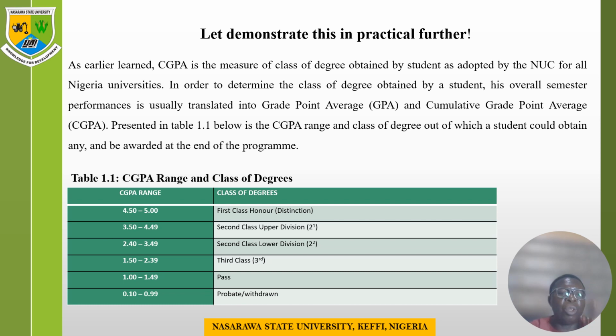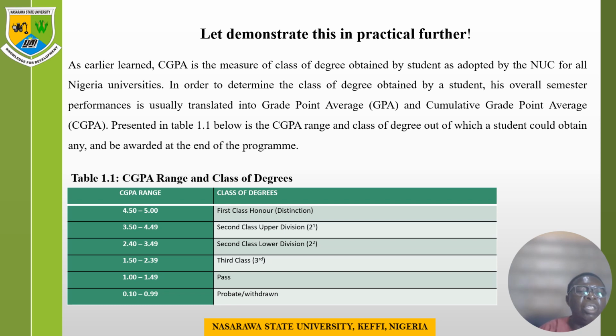See table 1.1, CGPA range and class of degrees. So the range is the CGPA range, and the class of degrees. From 4.50 to 5.00, the class of degree is first class honor, that is distinction, while from 3.50 to 4.49, the class of degree is second class upper division, that is 2-1. The next range, 2.40 to 3.49, is considered second class lower division, and that is 2-2.